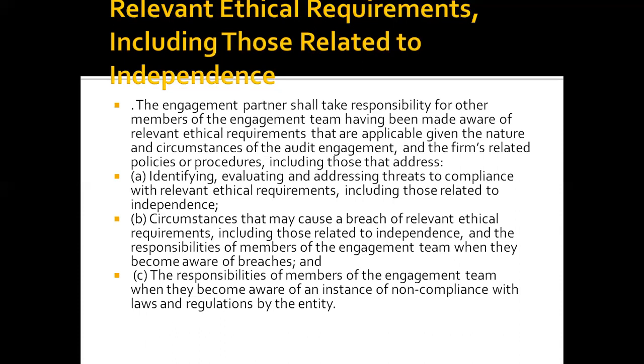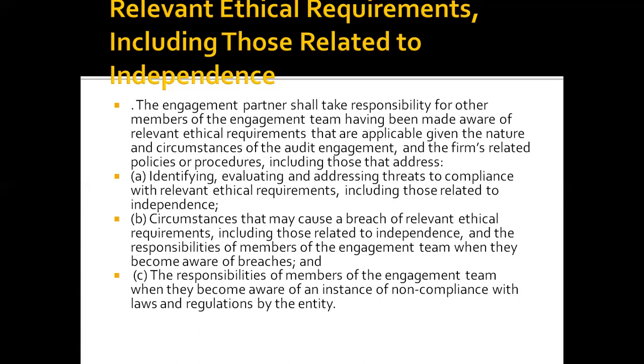There are many of them. You have threats like intimidation, self-interest, self-review, familiarity. All these are threats to independence, and so the engagement partner needs to watch out for all those threats in the course of the audit engagement and make decisions on how to respond to those threats.